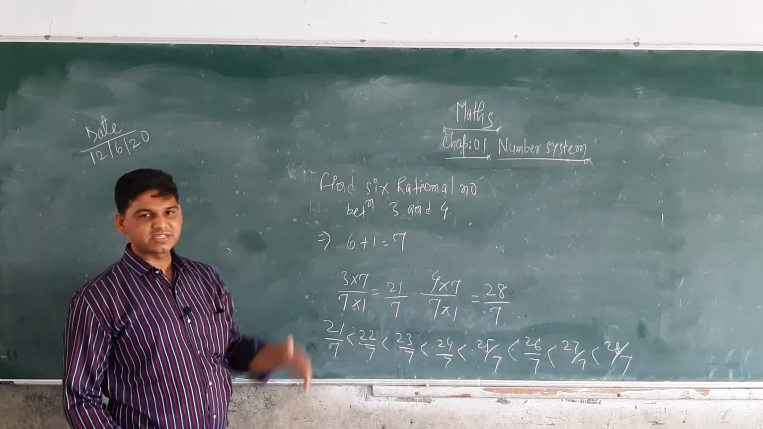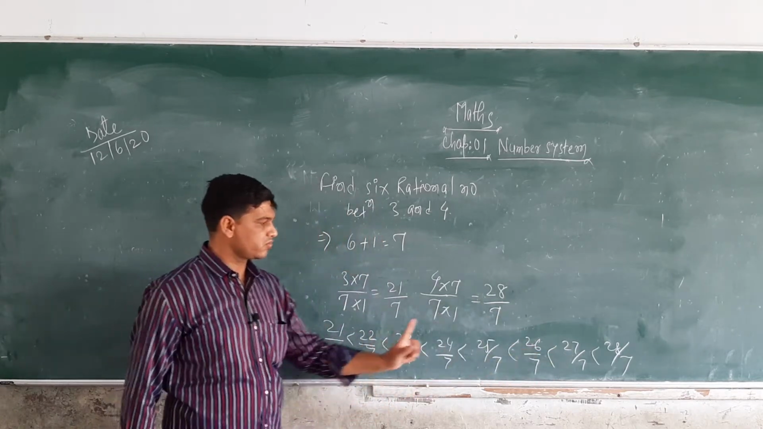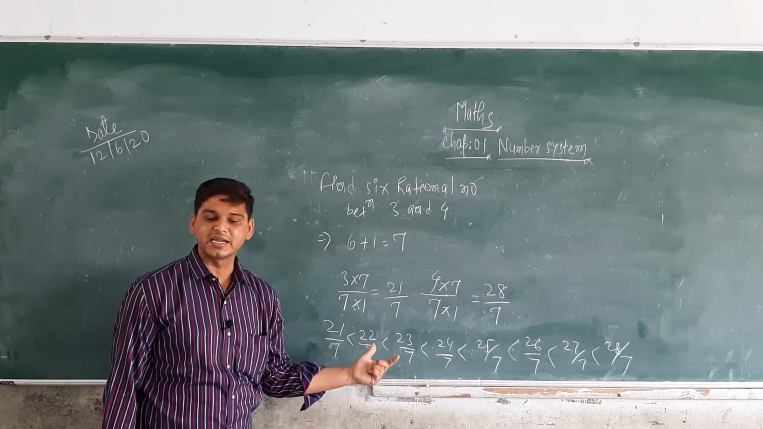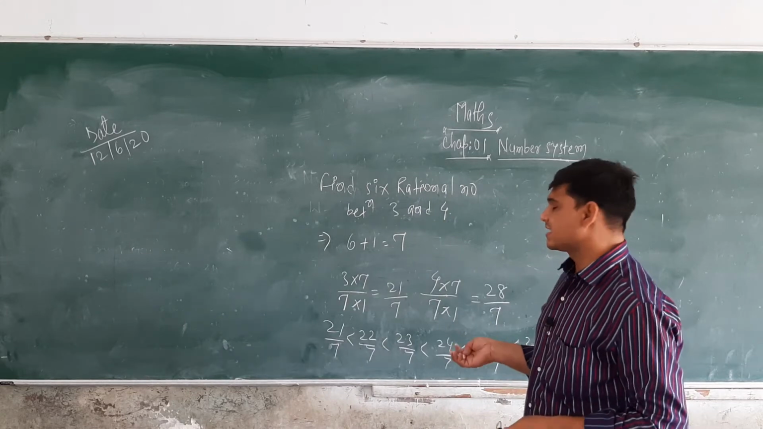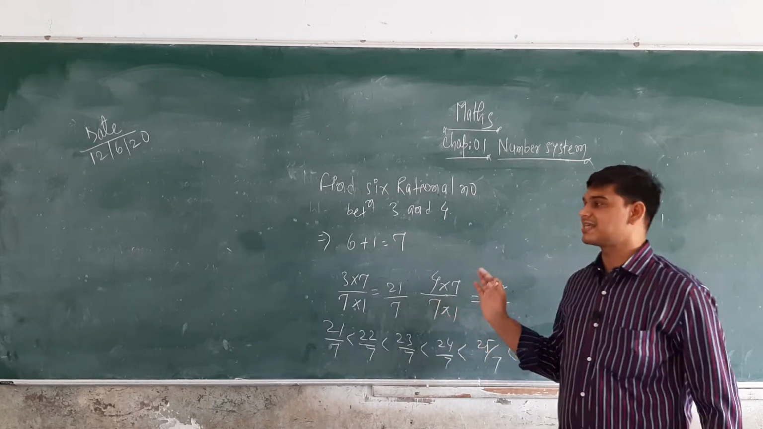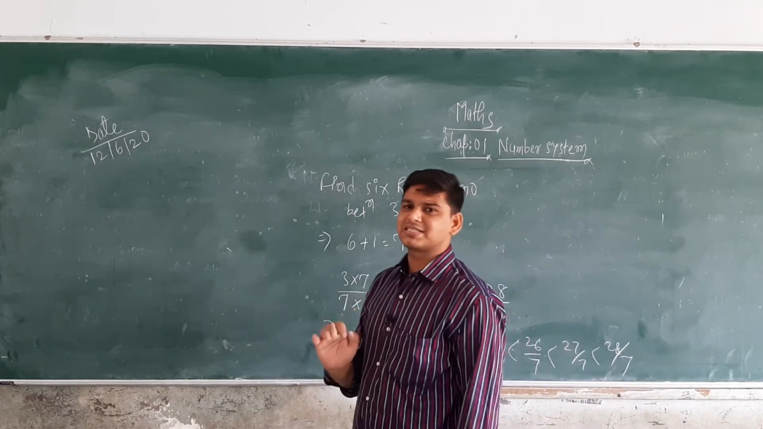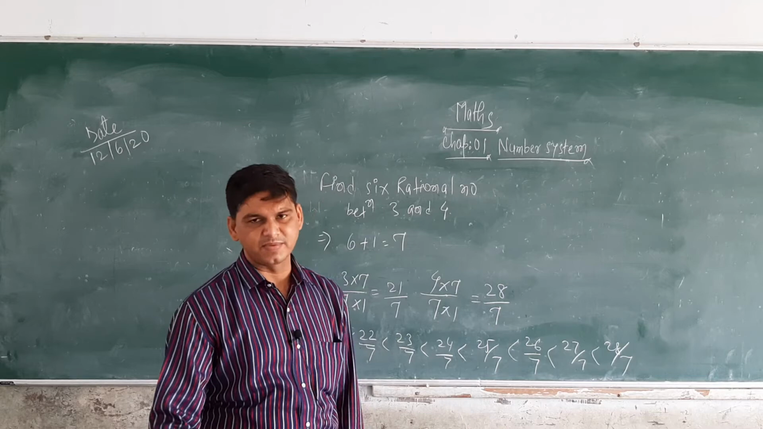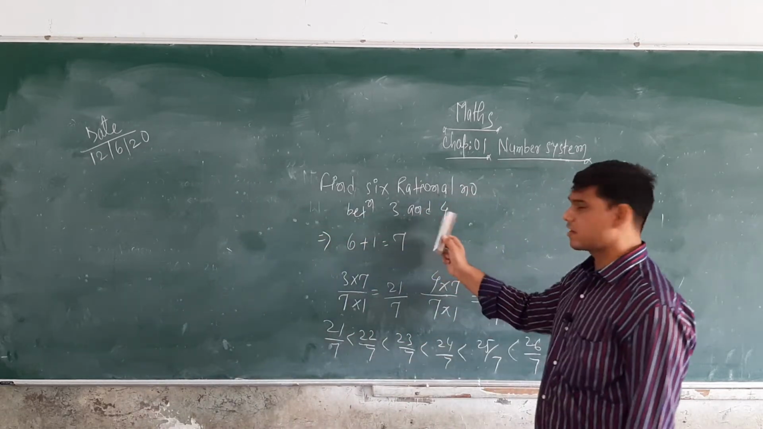8 numbers we have found, but we have to find only 6 rational numbers. So 21 and 28 are eliminated. So 22 to 27, these are the 6 rational numbers between 3 and 4: 22 by 7, 23 by 7, 24 by 7, and so on. Simple. So for whatever numbers you have to find, multiply with the additional 1 in this formation, and then you can easily find them. Here 3 and 4 are part of the integers.